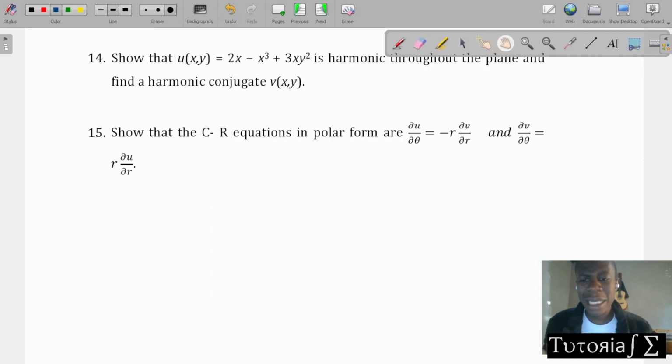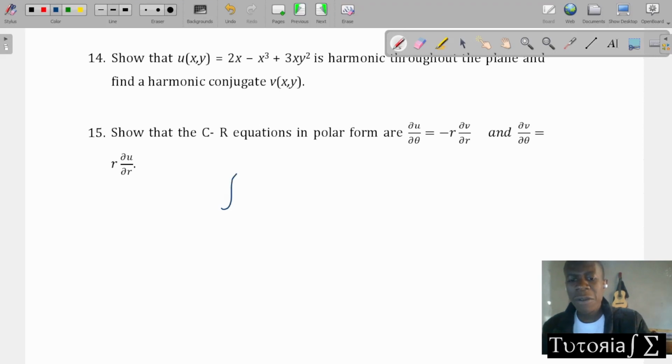All right, now this is simple. I'll be done maybe in 5 minutes, maybe less than 10 minutes. Show that the CR equation in polar form, du/dr equals this, and dv/dr equals that. So we're going to do that in less than 10 minutes, right?